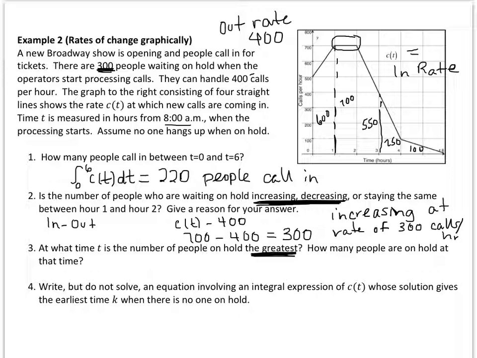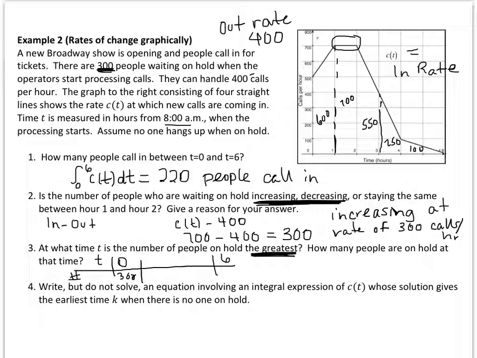I'm going to try to build my table horizontally here. I don't have a lot of space to build it vertically, so I need t and then the number of people. And I know I need to include 0 and 6. They don't specifically tell me to stop at 6, but that's as far as I can go because that's all I have on my graph there. At time 0, I know there's 300 on hold, so I can get that one for free.